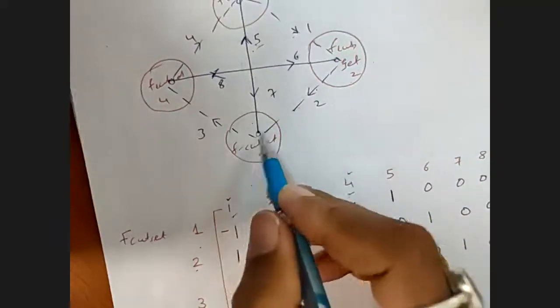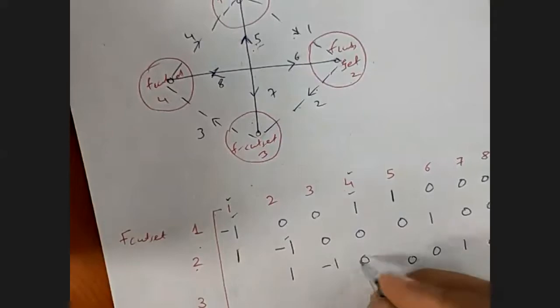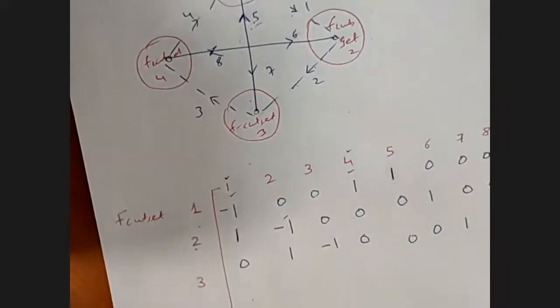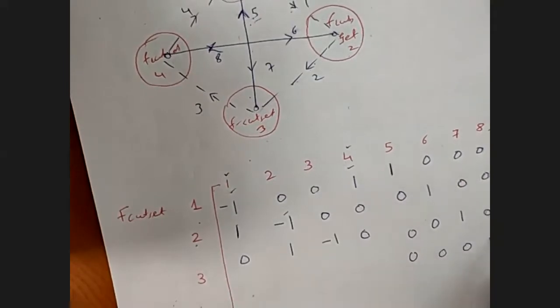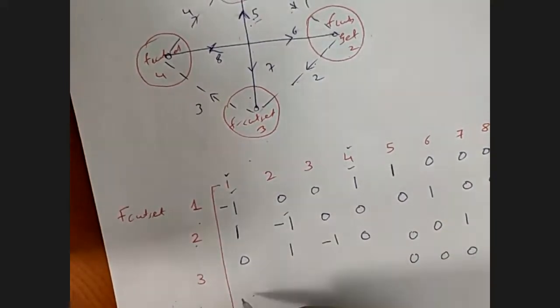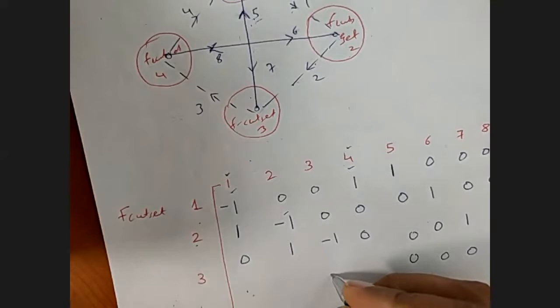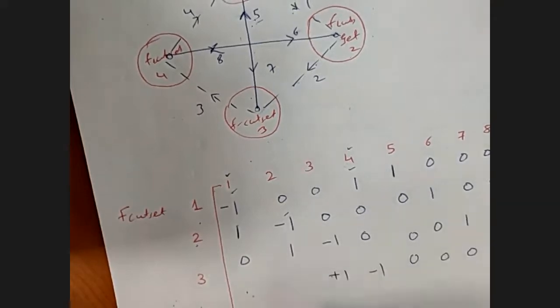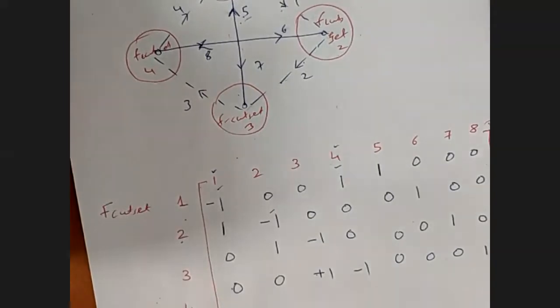So it is incoming, that is 2 is plus 1, 3 is minus 1. And similarly for 4, it is 0, 0, 0, 1. Then 3 is plus 1 and 4 is minus 1. 1 and 2 are 0. This will be your F cut set matrix for this.